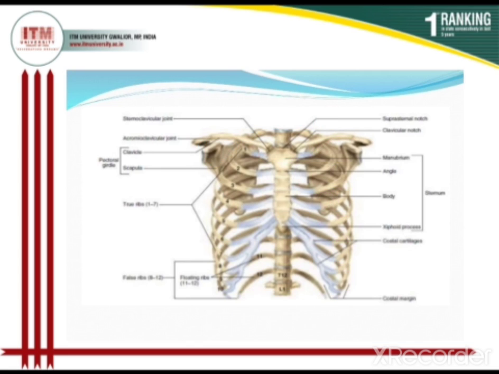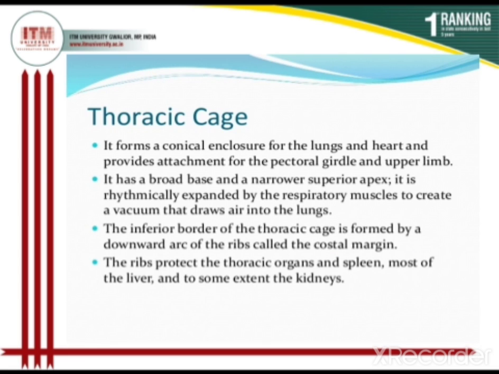Fine. Now next is the function of the thoracic cage. It forms a conical enclosure for the lungs and heart and provides attachment for the pectoral girdle and upper limb. The basic important function of the thoracic cage is that it protects your lungs and heart, both vital organs of your human body, and it provides attachment to the pectoral girdle and upper limb.